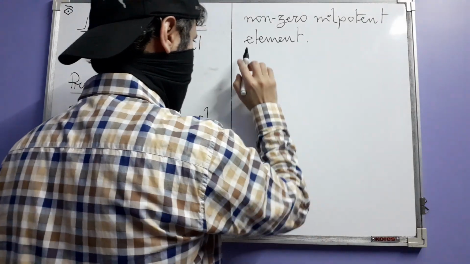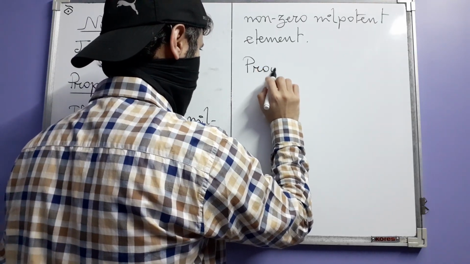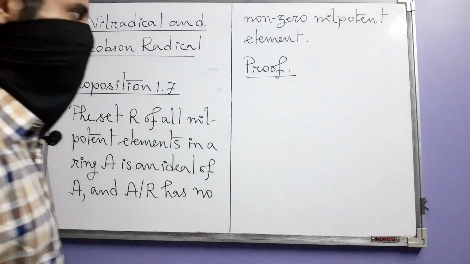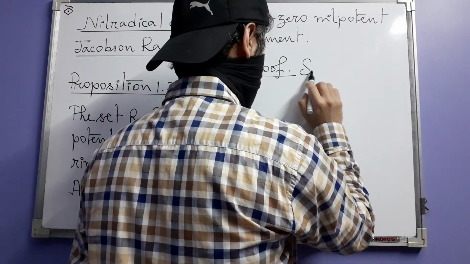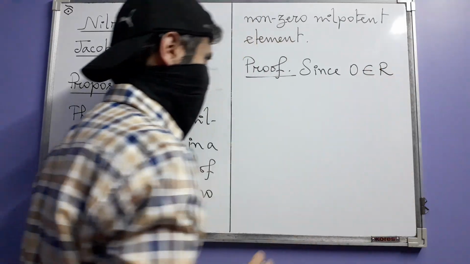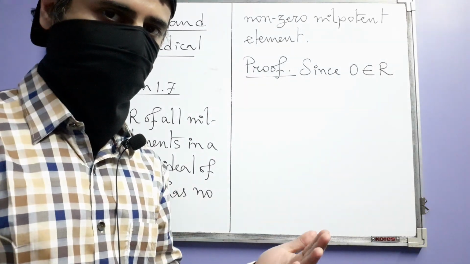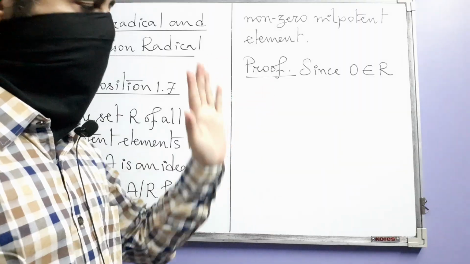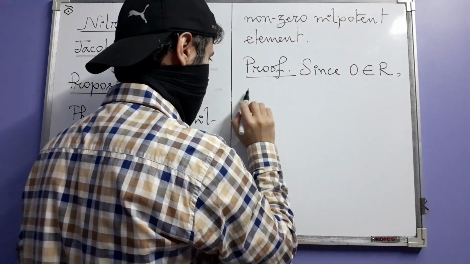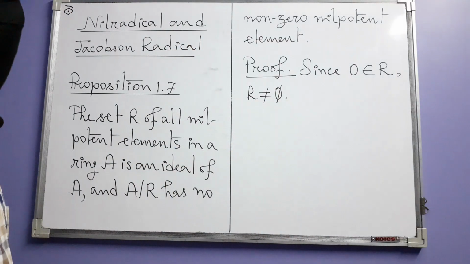We have to start, of course, by noting that R is non-empty. That is needed first. Since 0 is always in R. Why though? Because 0 is a nilpotent element, the first power of 0. 0 to the power 1 is 0 itself. So by definition, it's a nilpotent element. So it's there in R. So R is a non-empty subset of A.